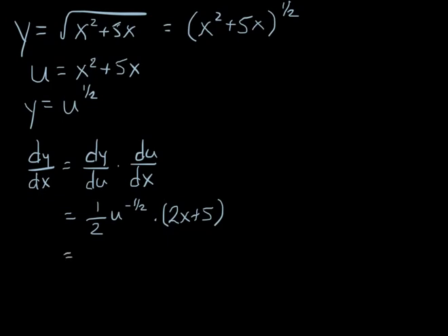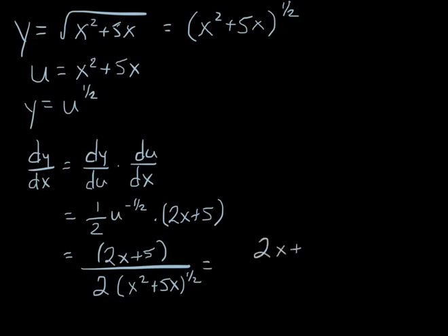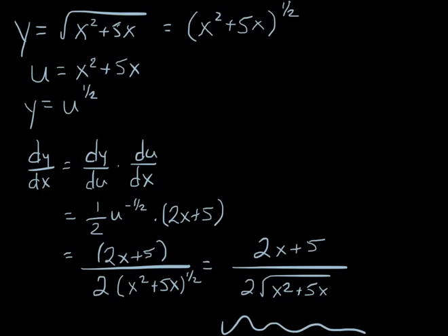Now we'll do a little substitution. So we've got (2x + 5)/2, and u^(-1/2) will be (x^2 + 5x)^(1/2)... and there we go, there is our derivative.